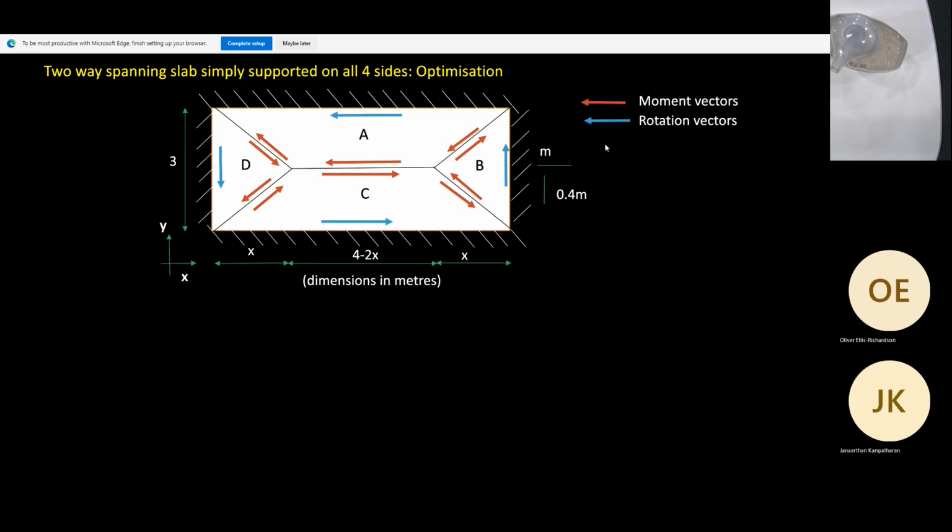So what we define here are the moment vectors, okay, in this red color, if you want.